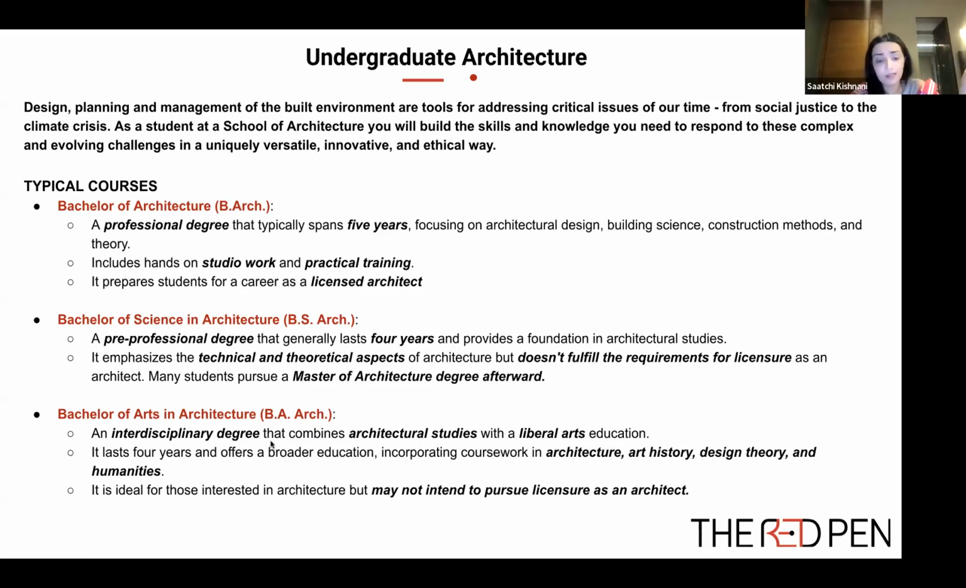The BA in architecture is similar to the BSc, but focuses a lot more on architectural studies, the history of architecture, liberal arts, design theory, and humanities. So it's a little bit more liberal arts centric. And it's ideal for someone who's really not interested in pursuing a licensure in architecture and wants to get into one of the other professions, another career pathway that you could take besides being a licensed architect, right?